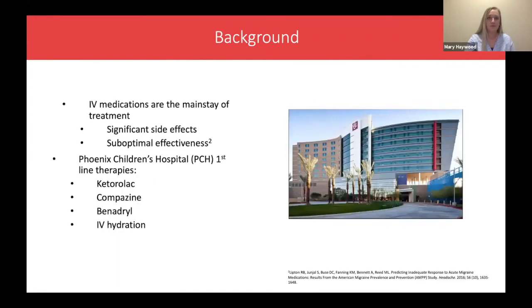the general population. So currently, for our acute headaches in the pediatric ED setting, our mainstay of treatment is IV medications, and these often have suboptimal effectiveness and some significant side effects. Currently in Phoenix Children's, the first line IV therapies are ketorolac, compazine, Benadryl, and IV hydration in the form of an NS bolus.